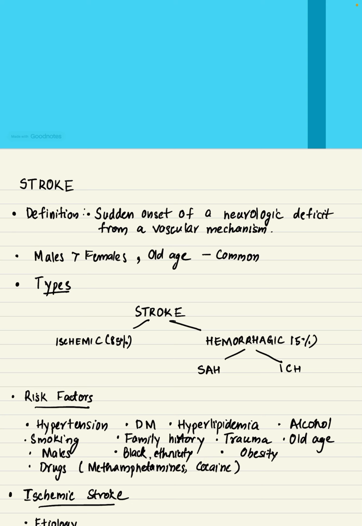Coming to types of stroke, there are two types: ischemic stroke and hemorrhagic stroke. Ischemic stroke is the more common one. 85% of the cases are ischemic stroke. Hemorrhagic stroke contains subarachnoid hemorrhage and intracerebral hemorrhage.